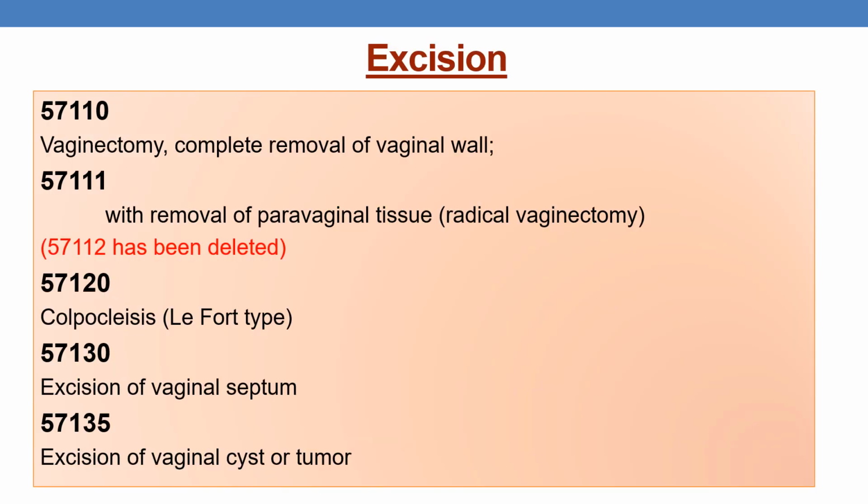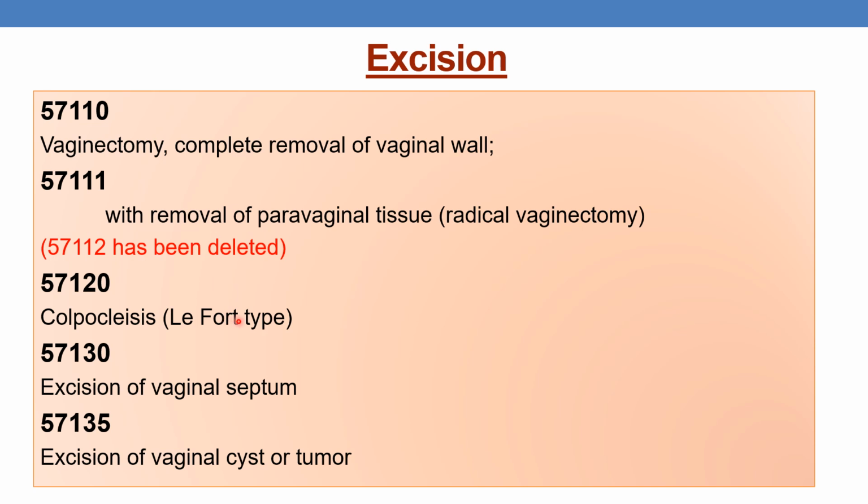Now coming to excision CPTs, the first one is 57110. Vaginectomy, complete removal of vaginal wall. Next, 57111. Vaginectomy with removal of paravaginal tissue. Radical vaginectomy. The CPT 57112 has been deleted. This is a new thing. The next is 57120.